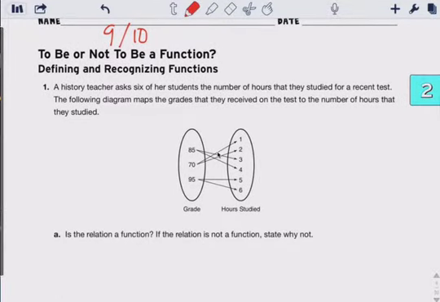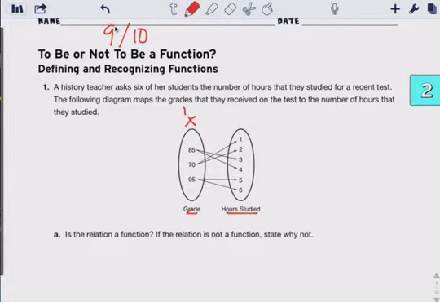Okay, to be or not to be a function. What happens is this function a relation? A history teacher asks 6 first students the number of hours they study for a recent test. The following diagram maps the grades that they receive on the test to the number of hours that they study. So here's the grade and here's the hours. Remember, this is your x, also your domain, also the input.